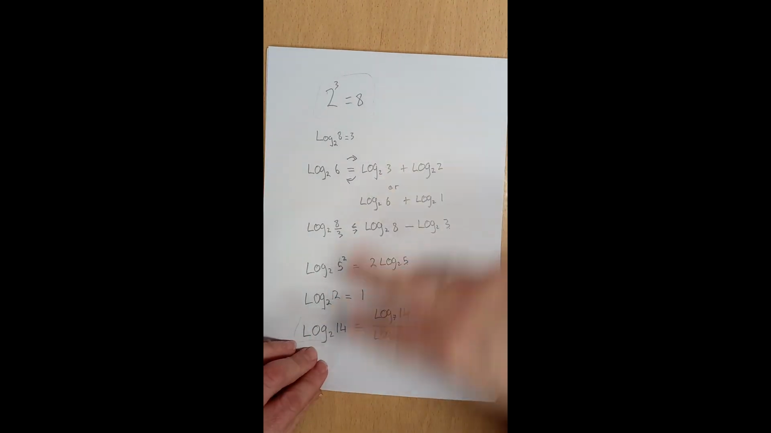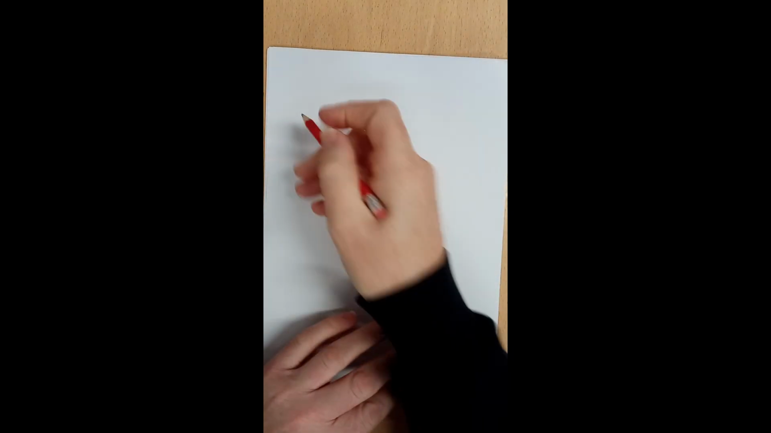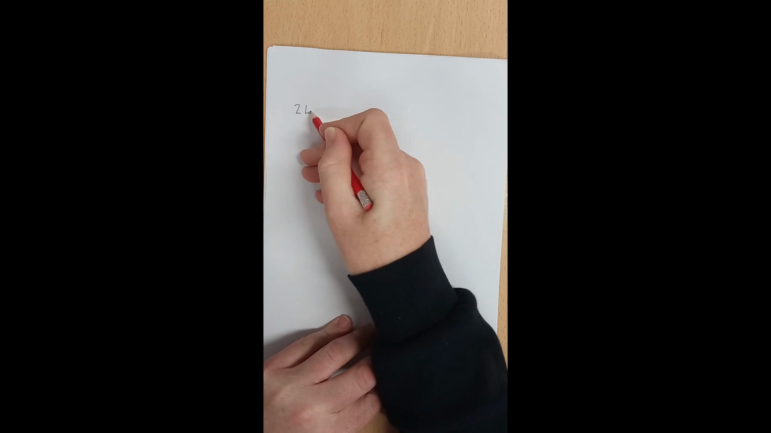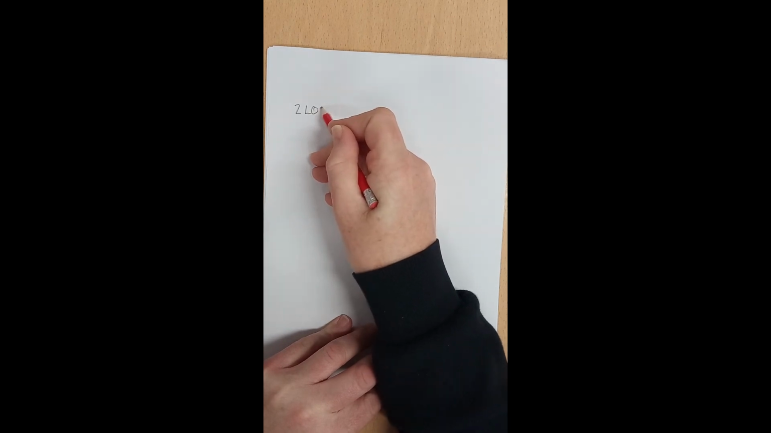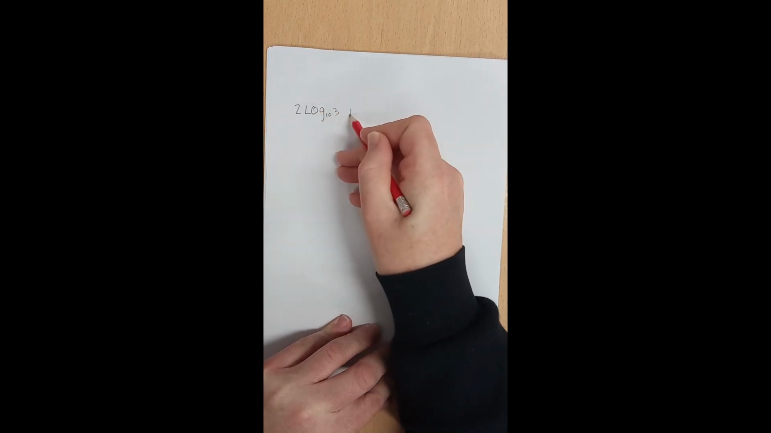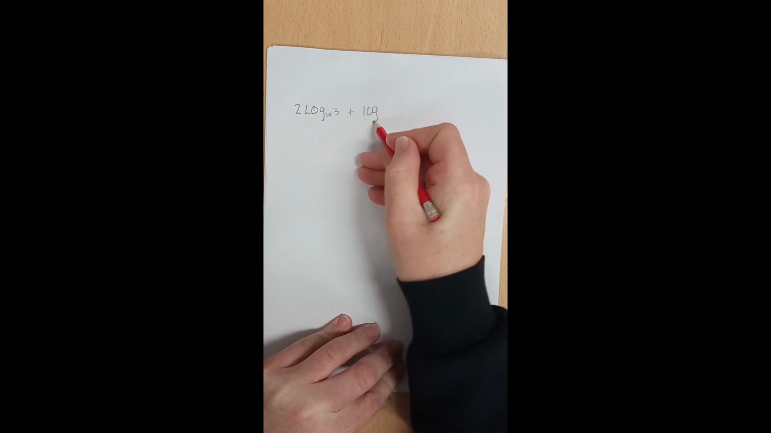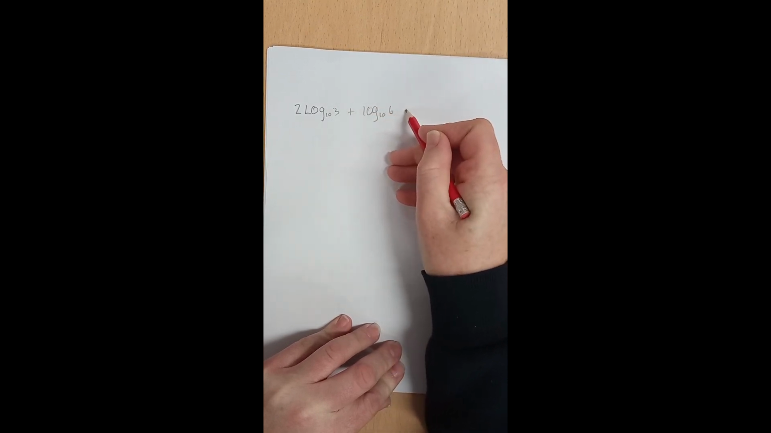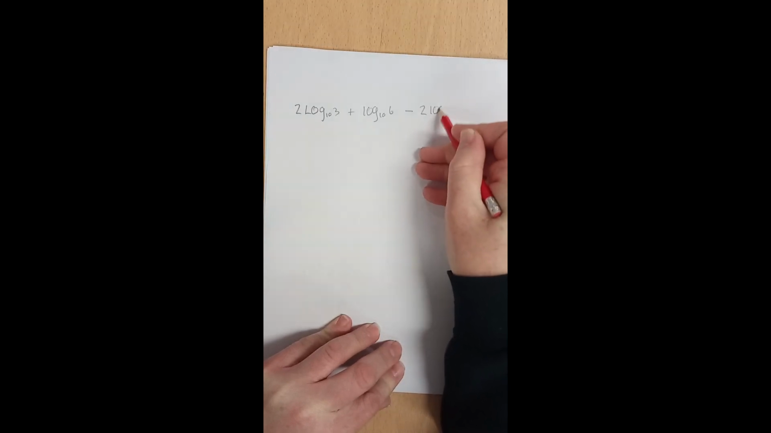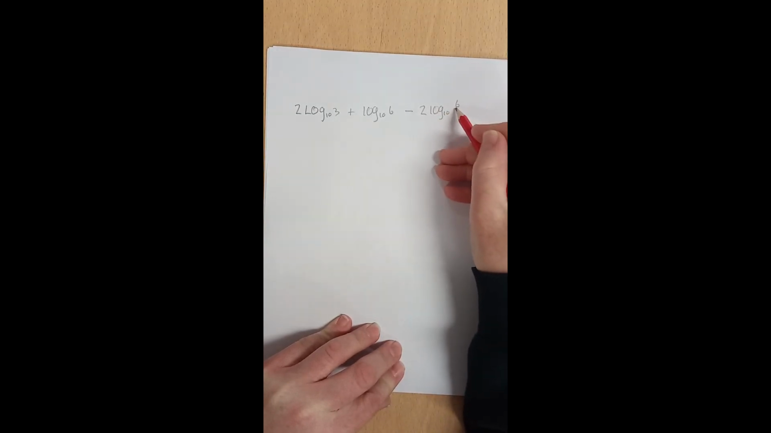So I'm going to do a few of these rules now for you to see how you get on. Okay, so I'm going to add this 2 log to the base 10 of 3 plus log to the base 10 of 6 minus 2 log to the base 10 of 6 over 5.